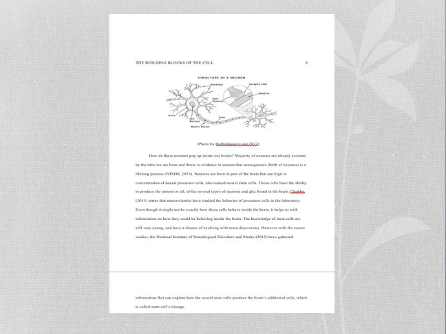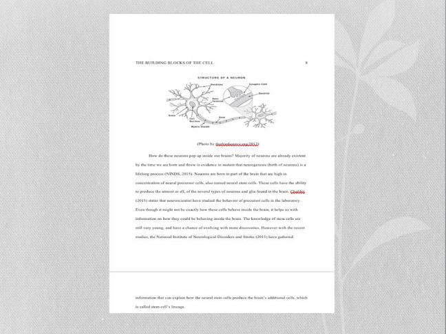Neurons are created in the parts of the brain that are high in concentration in neuroprecursor cells, also named neural stem cells. These cells have the ability to produce most or all of the several types of neurons and glia found in the brain. Chutler, 2015, this is a citation as well, states that neuroscientists have studied the behavior of precursor cells in the laboratory. Even though it might not be exactly how these cells behave inside the brain, it helps us with information on how they could be behaving inside the brain.